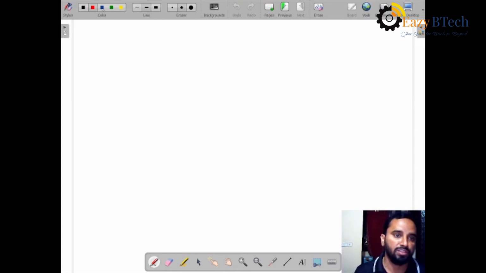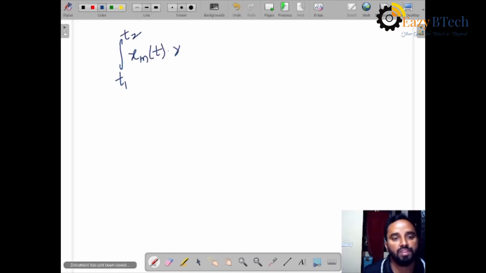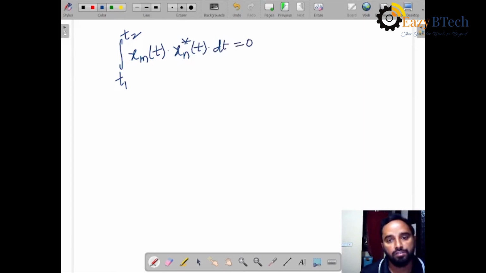Let's start the solution. Integral t1 to t2, xm of t, xn star of t dt, it is equal to 0. So here, what is xm of t?